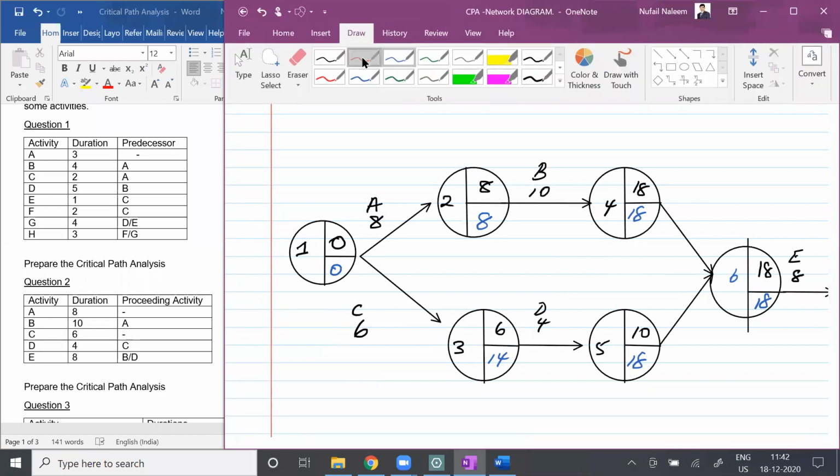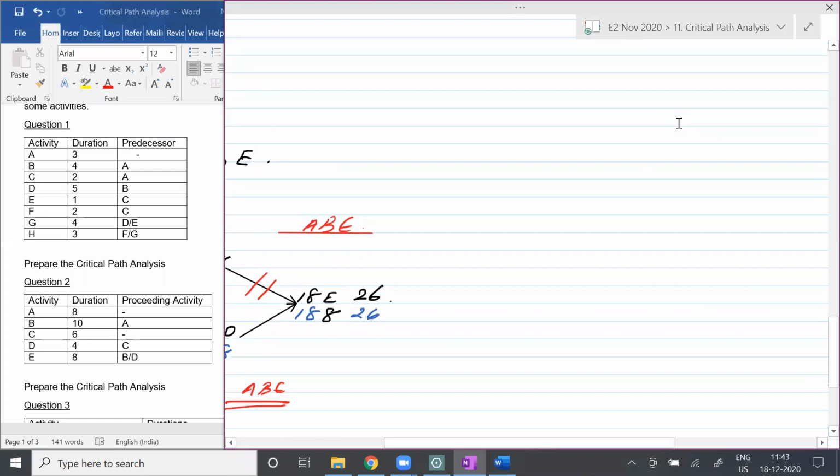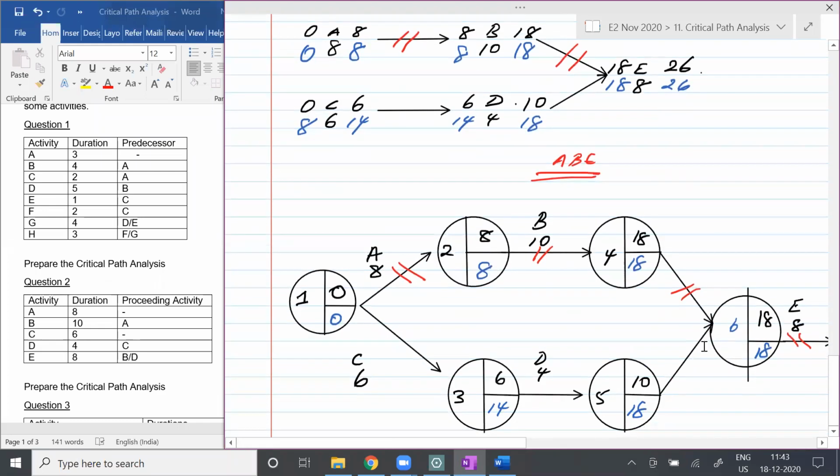Is that clear? So if I am going to find the critical path, A is a critical path. B is a critical path. And E is a critical path. So can I just say A, B, E is a critical path, students? Yes. So if you don't mind, we are getting the same answer, right? Yes, we are getting the same answer.